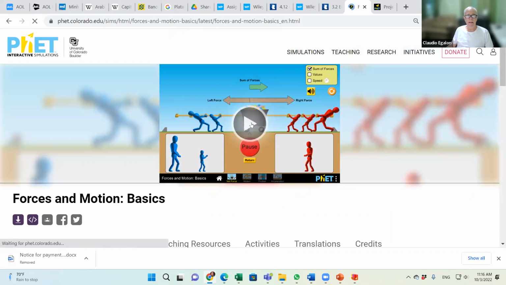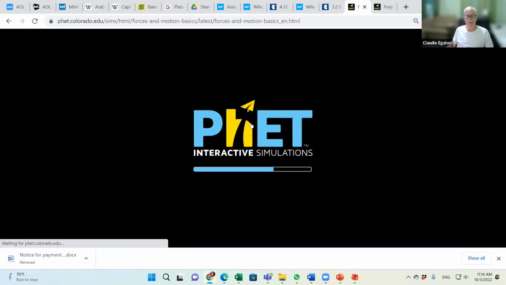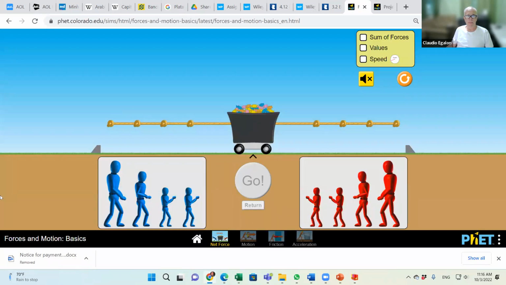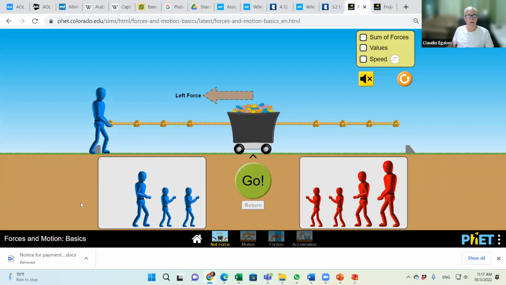So here you go. Right now we are covering this topic here, forces and motion. Let's take a look. Net force, motion, friction, and acceleration, right? So we can apply a force to this little cart, right? If I have only this guy here pulling to the left, the summation of the force is going to be to the left. The software assigns a force value for this guy, and this guy like 150 newtons.